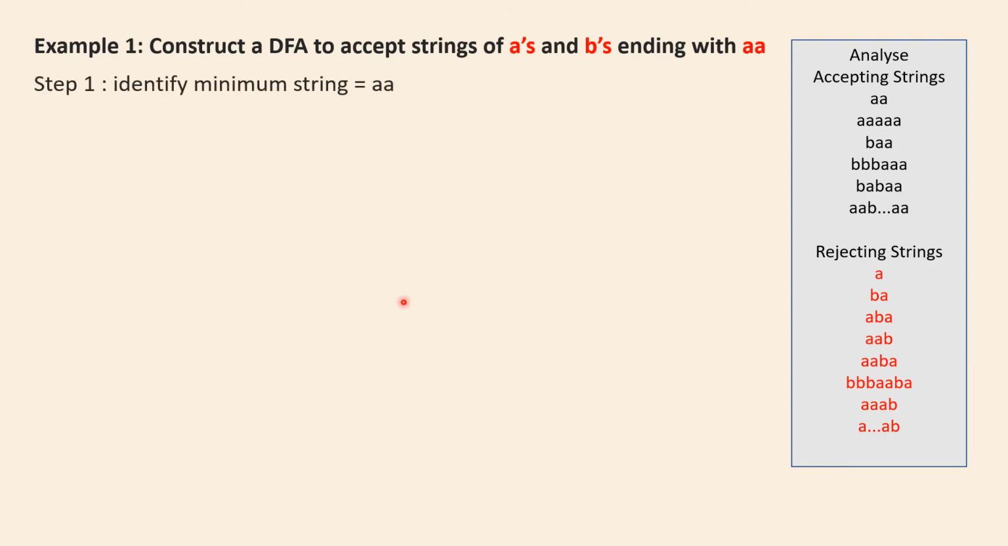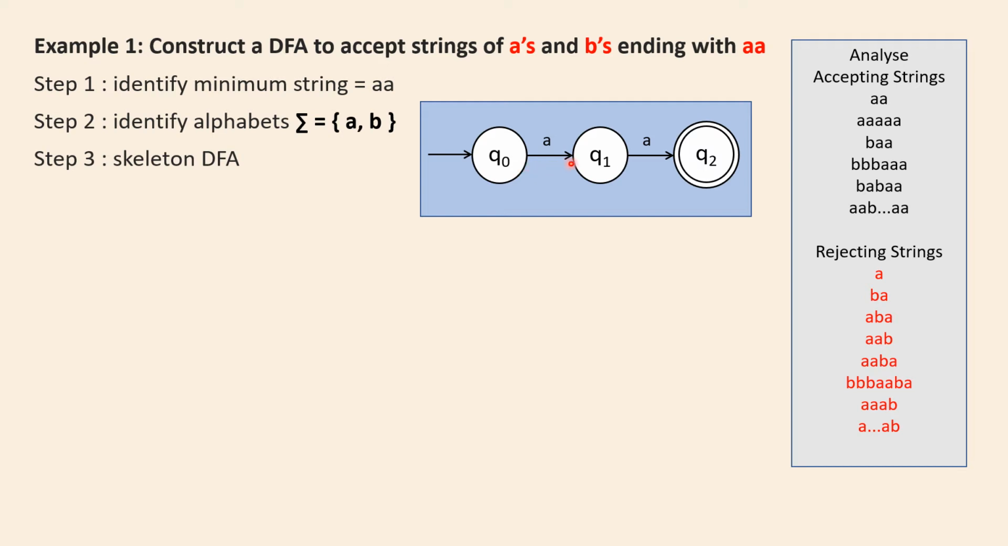So the first step we have to do is identify the minimum string. From the given question we can identify that the minimum string is AA. And the input alphabets, that is the symbols we have here, are A and B. So the skeleton for the minimum string, here we have Q0, Q1 and Q2, because the length of the string is 2 and the minimum states I will be requiring is n plus 1 states, that is 2 plus 1, that is 3 states. So therefore I have Q0, Q1 and Q2 where AA is being accepted, that is, it is in the final state.